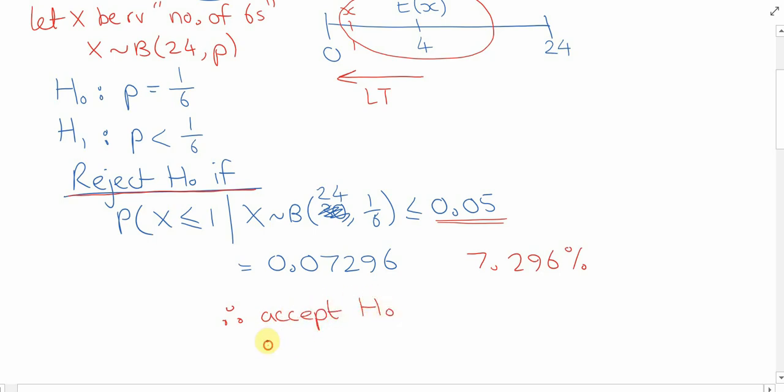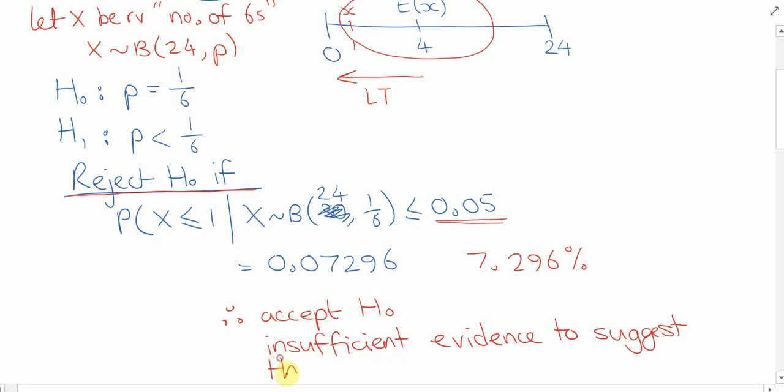And we write something like this. So we say insufficient evidence. So always important to write a conclusion. So insufficient evidence to suggest the dice is biased. And that's it.